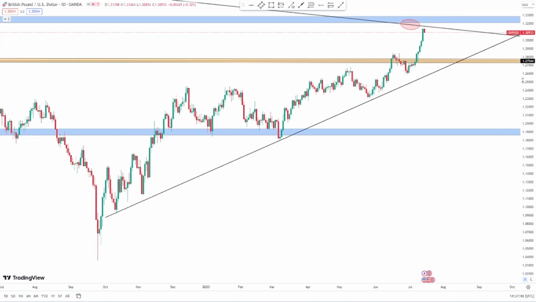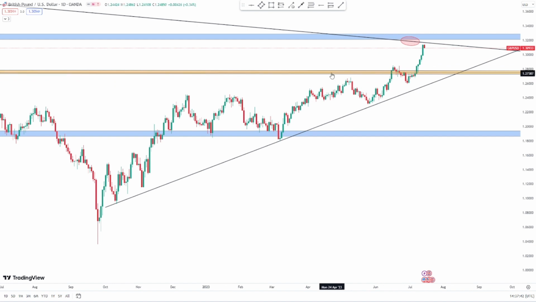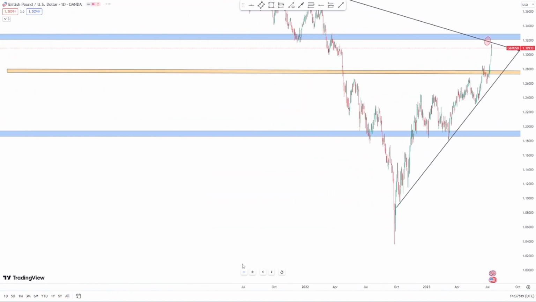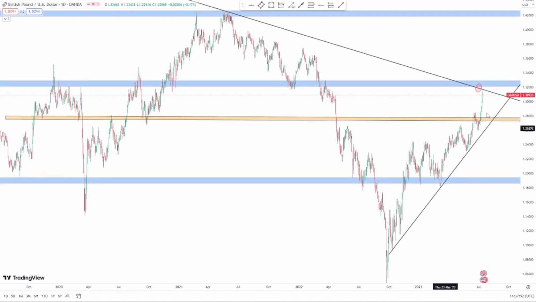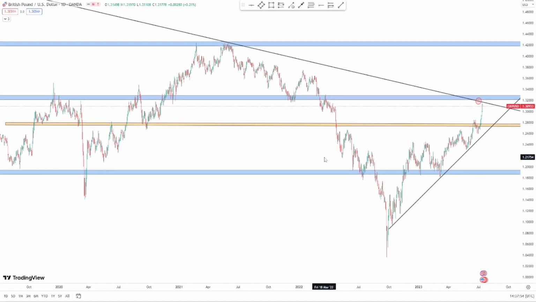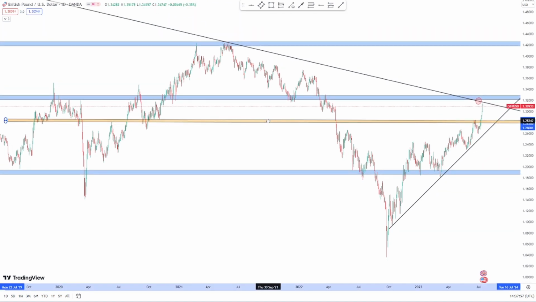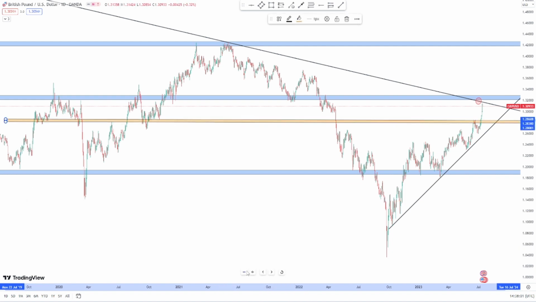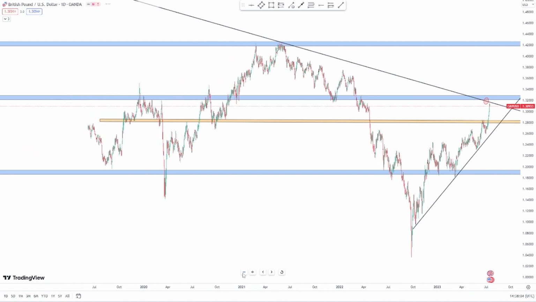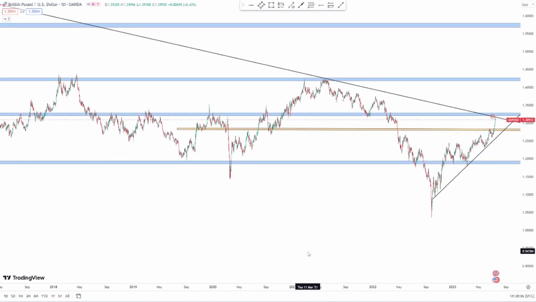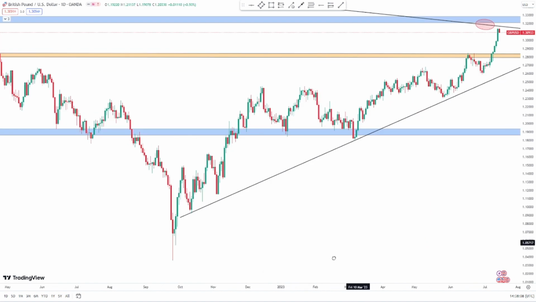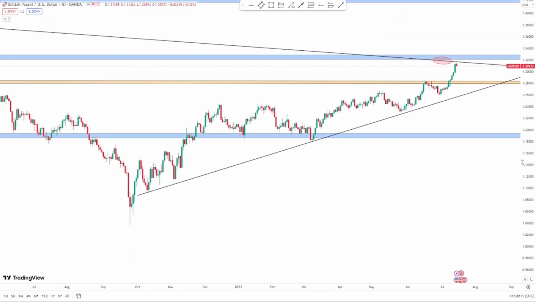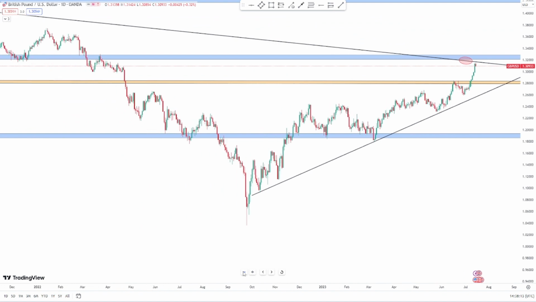Now this is what I'll be doing on the daily time frame. I have my levels marked out already, like so. These are my levels. I don't know what's happening to my chart. It's not being very clear.